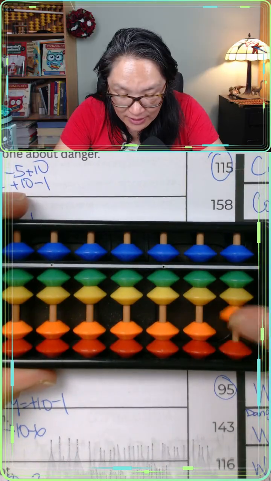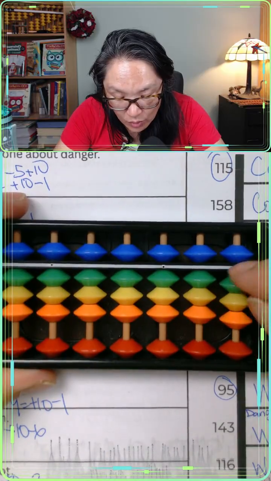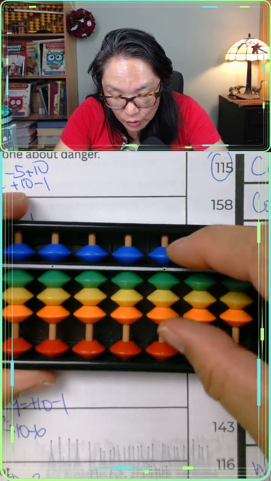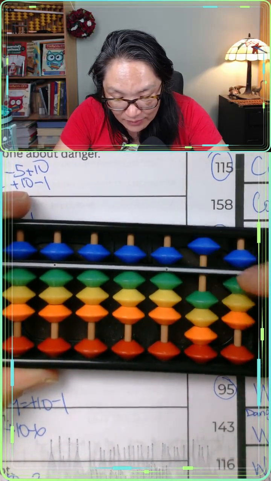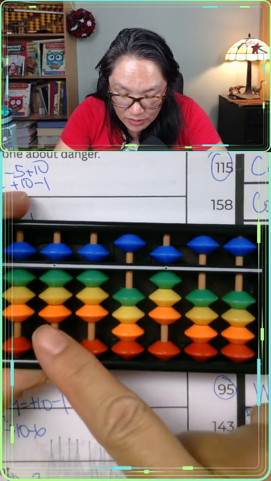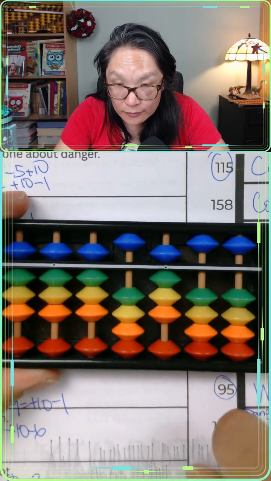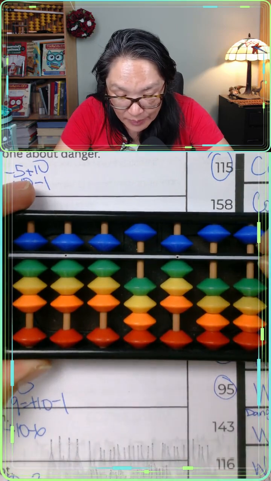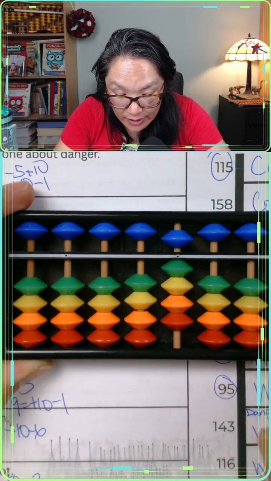And then we have 8. 8 looks like this. How do I know? Because they're touching the horizontal bar. Because they're all singing Kumbaya, they're all touching the horizontal bar, they're being counted. If I did something like this, then it'd be 88,808.00. So anytime the beads are touching the horizontal bar, that's what's being counted. This is 0. And then I do 9.